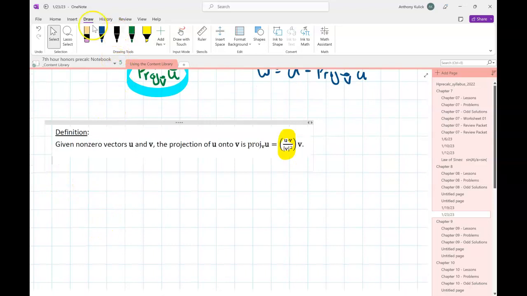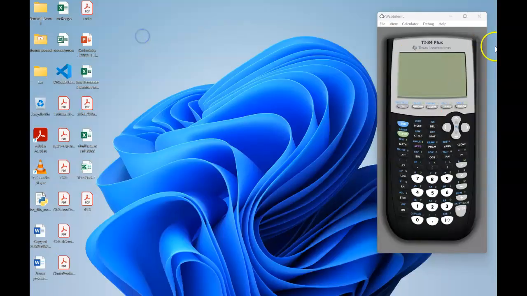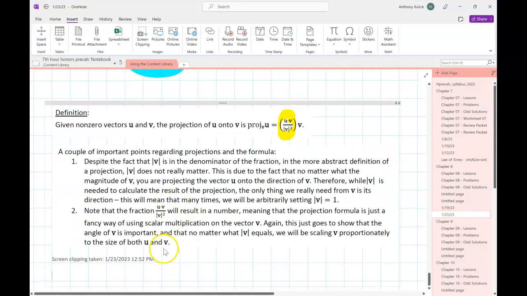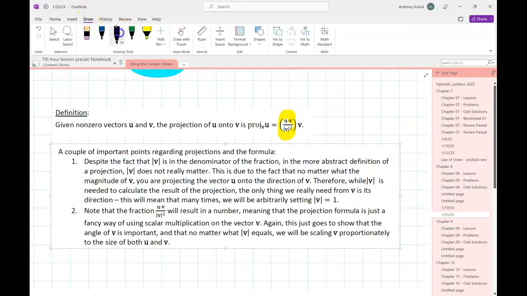So I'm going to drop in these 2 points, which are exactly the 2 points that we just mentioned: that the magnitude of v doesn't really matter. If we're not given a magnitude of v, we can just assume that magnitude is 1. And then for part 2, that's pointing out that this is a scalar multiplication of v is all we're really doing here.